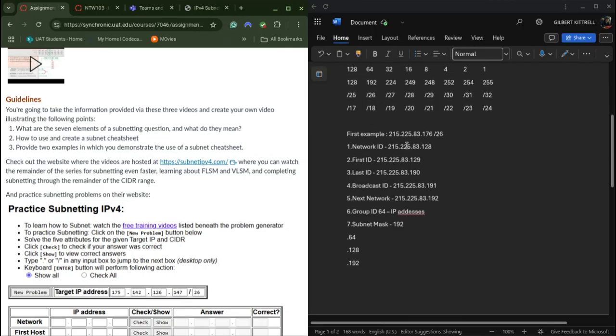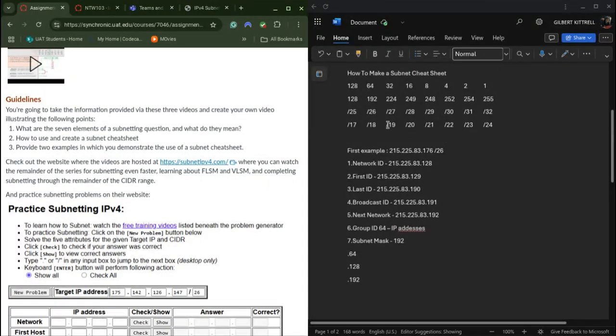So the first example I had was 215.225.83.176/26. So what you do, you find the 26, you get that there, and then you go up, you start at 0.64 and you work your way up until you pass this IP address. Once you pass that IP address, which is right here, you get your network ID and your next network ID. And you just fill in that information here.